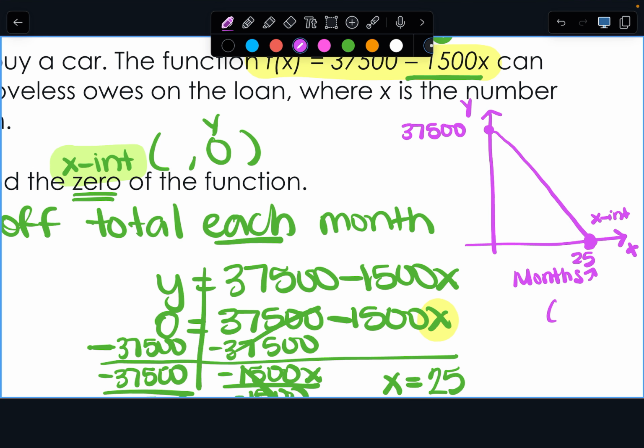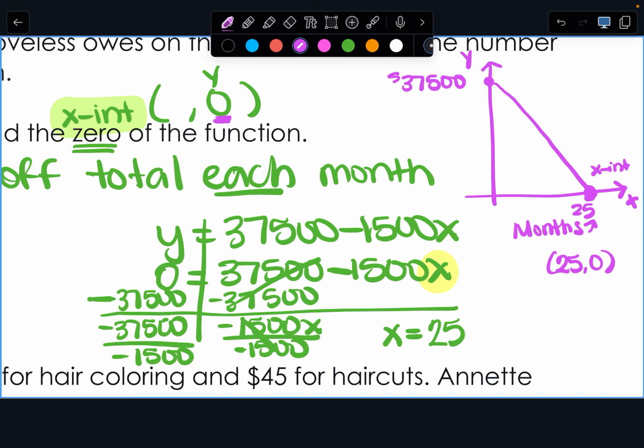Okay, so then what is the y on an x-intercept? 0. We plugged in the 0 for it. What does the 37,500 represent? Money. So it's your what? Balance. It's your balance, the cost of the car. So it takes 25 months to pay off the total balance, for the cost to go down to 0, to finish paying it.